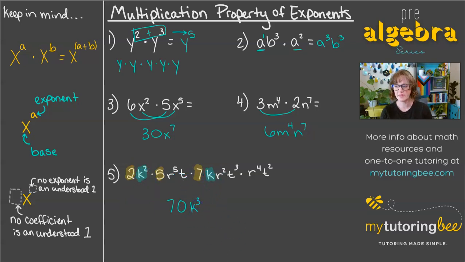All right, and then our next variable is r, so I'm just going to go through and look for all of those r bases. So we've got r to the 5th, r squared, r to the 4th. So when we add all of those together, this gives us 7 plus 4 is 11, so r to the 11th. And then our last variable here is t, so let's see if we can group all of those together. So we've got t to the first power, t to the third gives us 4, and then t to the second gives us 6. So t to the 6th power.